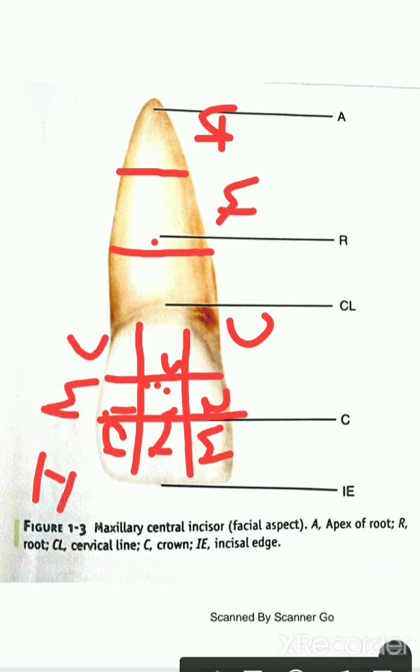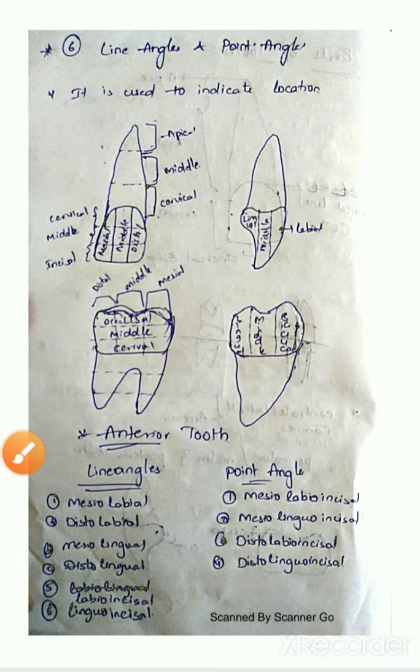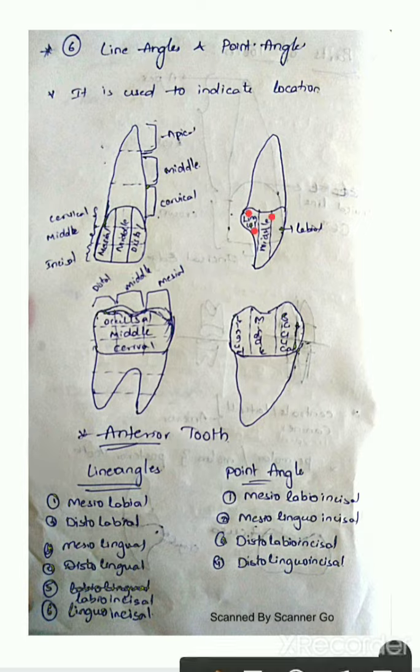So after dividing the tooth into crown and root, and the crown again into three parts, we also divide the tooth surfaces like labial surface, lingual surface, and middle surface. Posterior teeth are also divided into buccal, middle, and lingual. These divisions are made to indicate line angles and point angles.